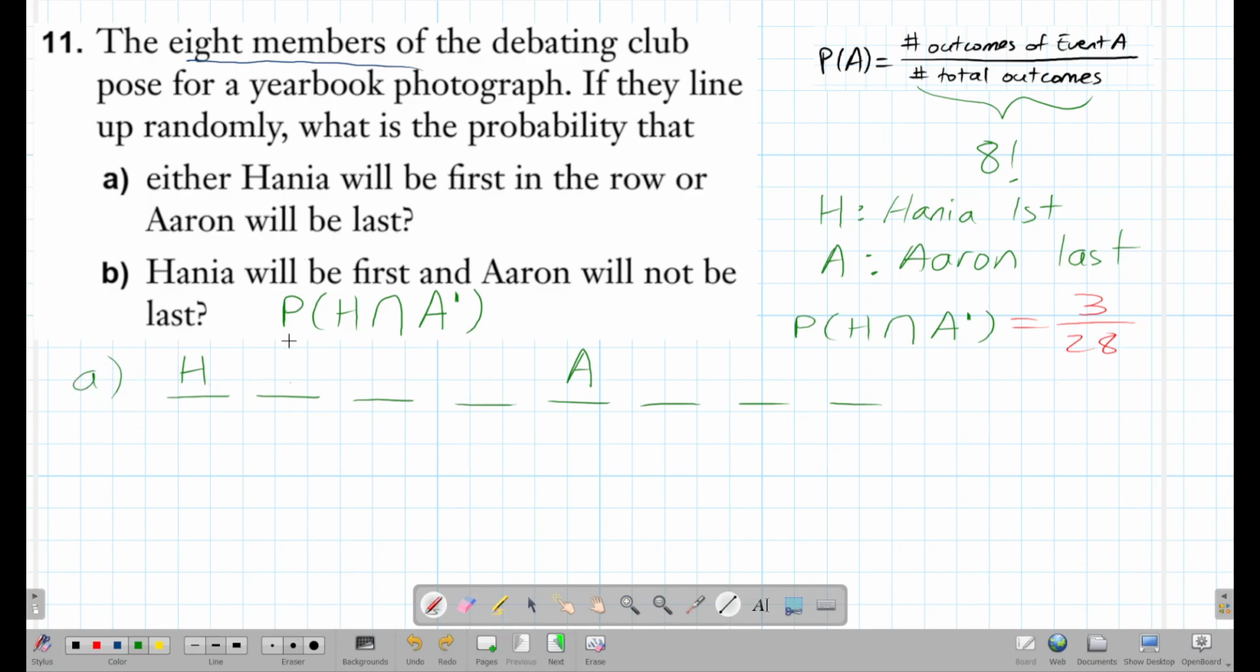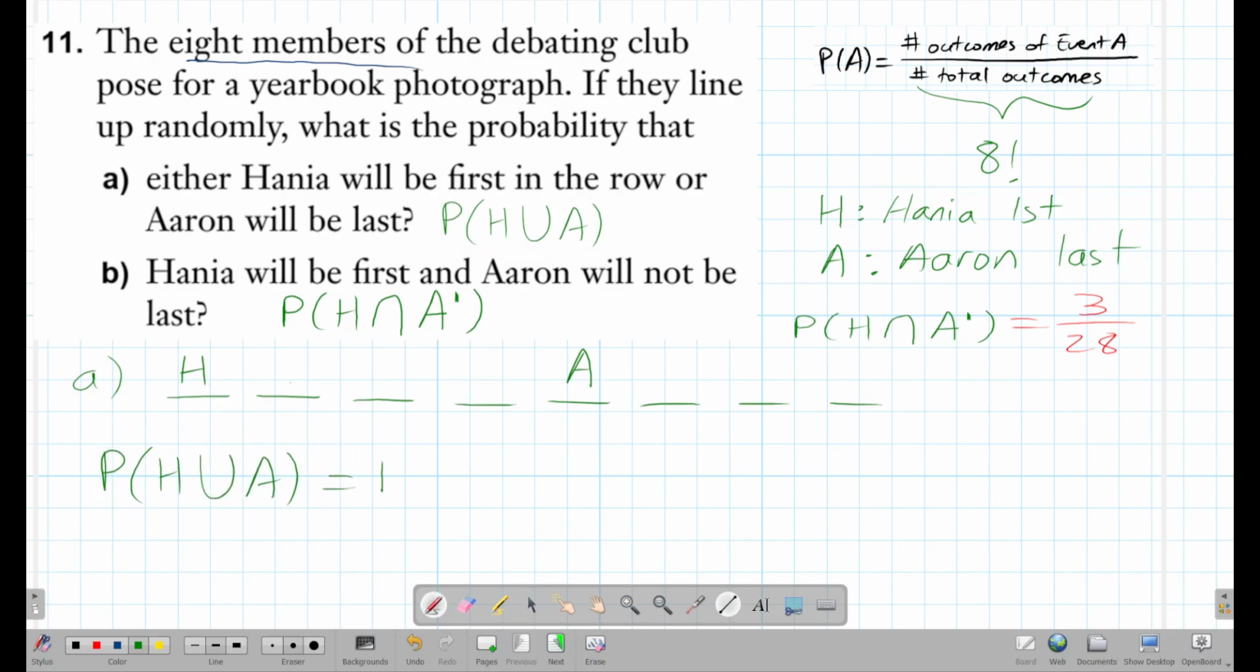So for A, we're looking for Hania being first in the row or Aaron being last. Okay, so if we write this using set notation like we did over here, we're looking for H union A. So we think about the possibilities for this situation. So we're thinking about Hania being first or Aaron being last. So I see 3 ways that this could happen.